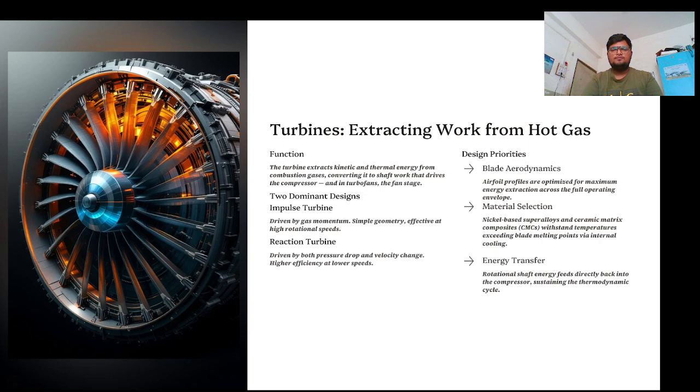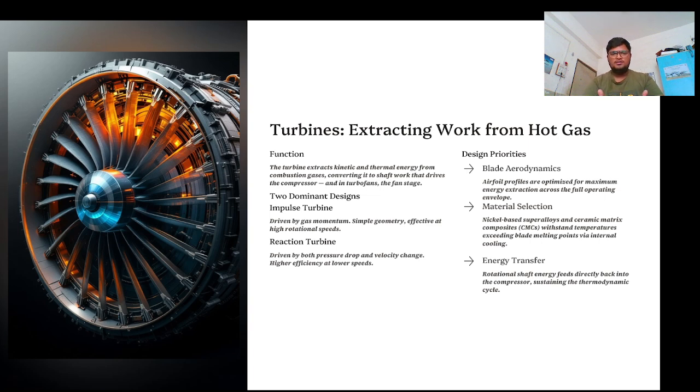So now let us see about turbines. Turbines are for extracting work from the engine. The main function of a turbine is to extract kinetic and thermal energy from combustion gases and convert it to shaft work that drives the compressor. Or in engines like a turboshaft or turboprop engine, it is used for turning the propeller.